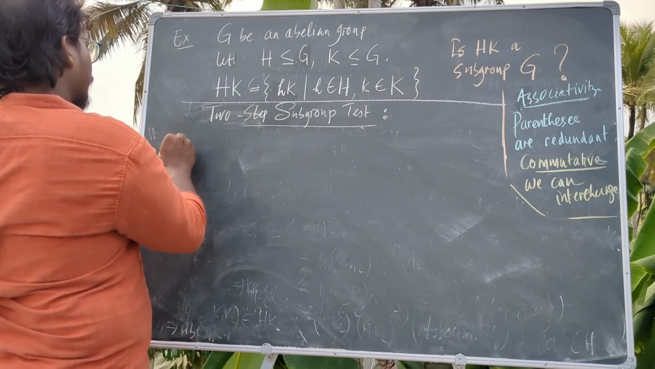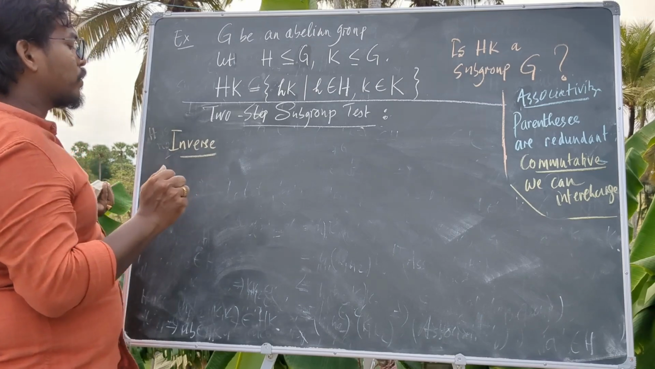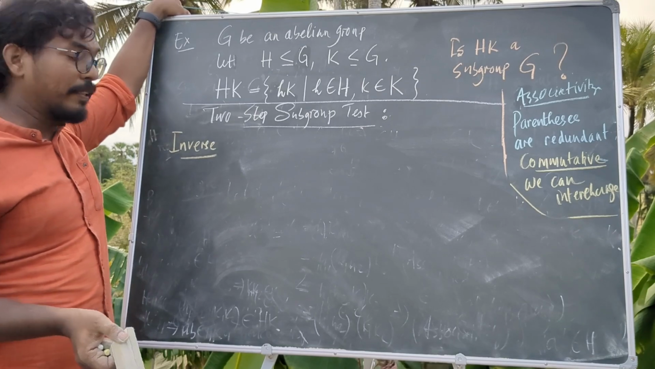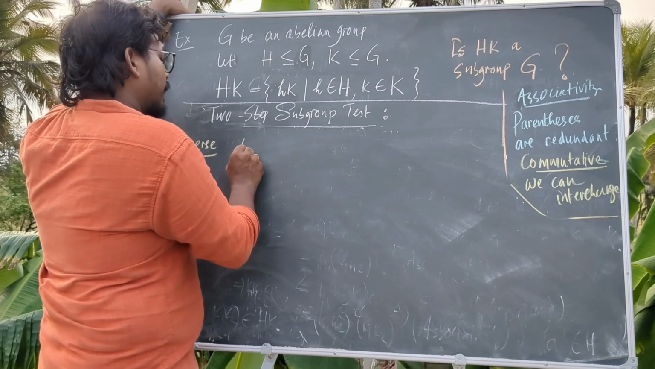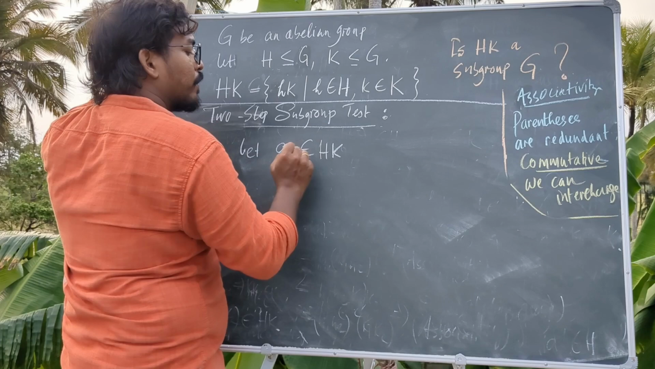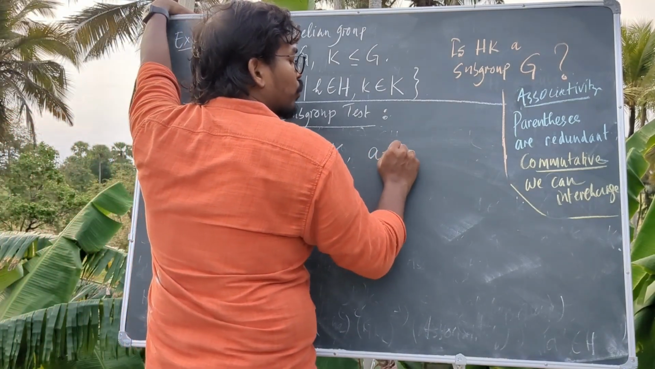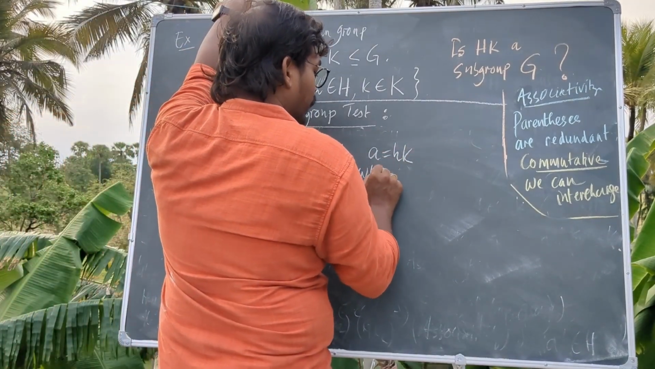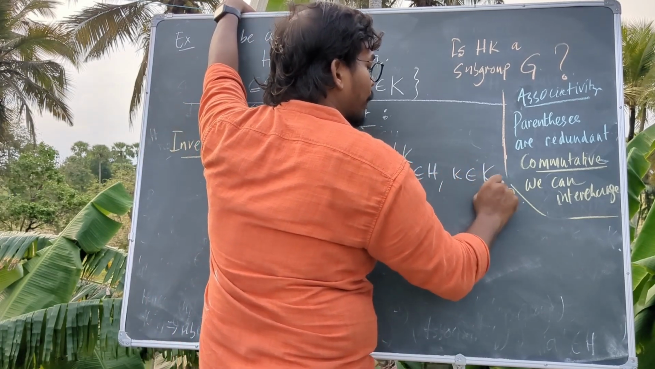Next we have inverse, the second of the two steps of the group test. The second step is to show that if any element is in that subset, then its inverse also belongs to that subset. Let A be an arbitrary element of the subset HK. That implies A equals some product hk, where h belongs to capital H and small k belongs to the subgroup capital K.